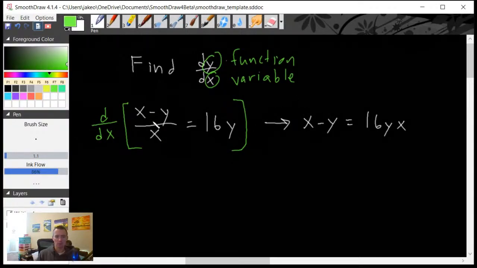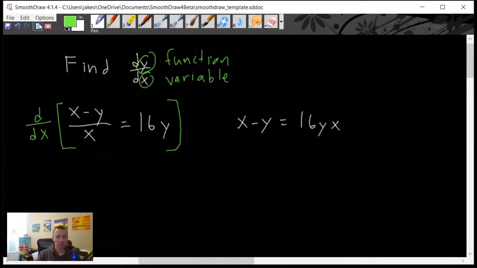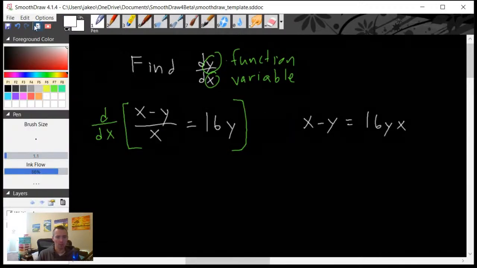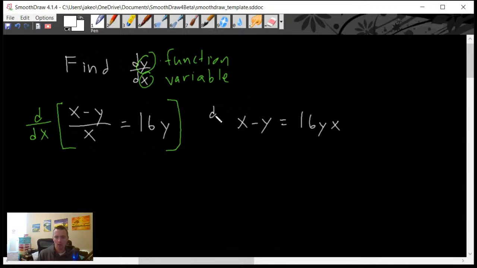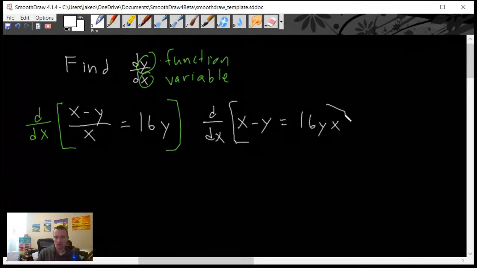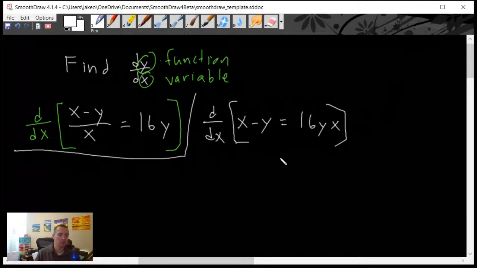If you want some practice with quotient rule, definitely do it the first way. Quotient rule is another one of the formulas on my free Calculus 1 study guide. So if you need that, go grab it. Link is down below in the description. But we'll go ahead and take the derivative with respect to x of this equation. So we're not going to do that one. Instead, we rearranged it into this equation that'll be a little bit easier to take the derivative of.